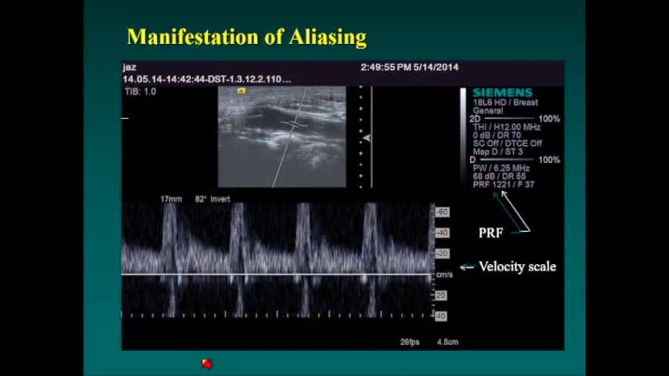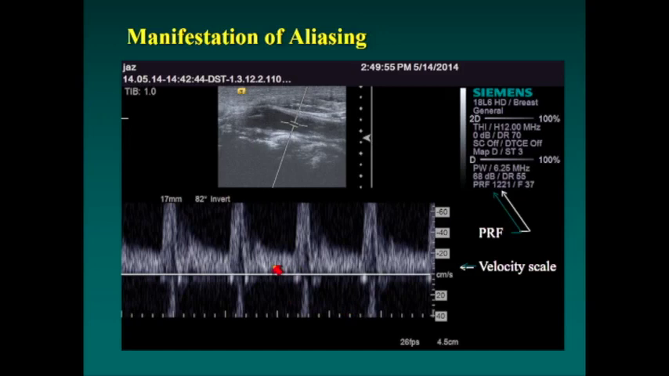The point being is that when you change your velocity scale, what you really are doing is changing your PRF. And here's an example of that when they used to display this. Here's the velocity scale. It's up to 60 in the forward flow direction, and the PRF's 1221. And so what we've done is chopped off the peak here, and it's written below the baseline here, but instead of being downward facing, what has happened is it is wrapped around.